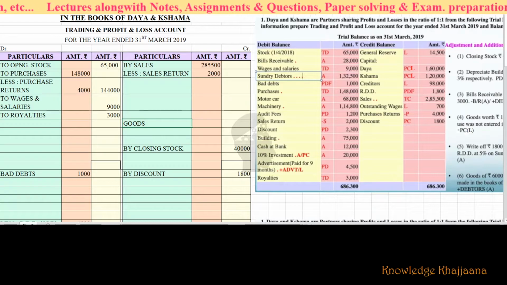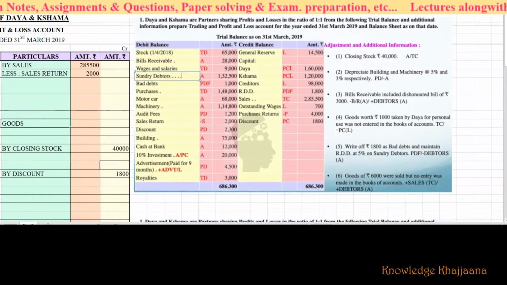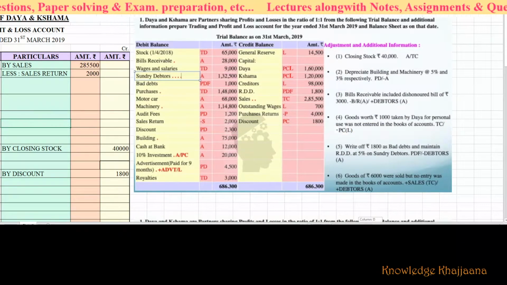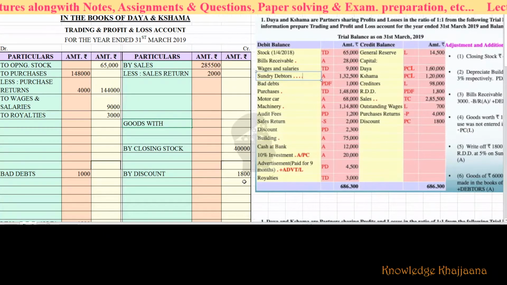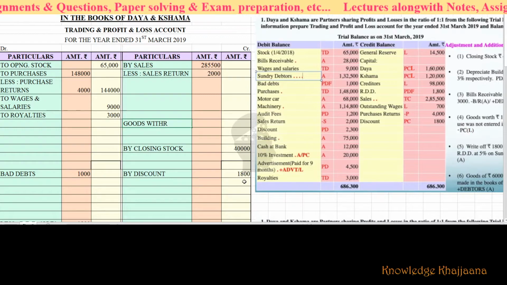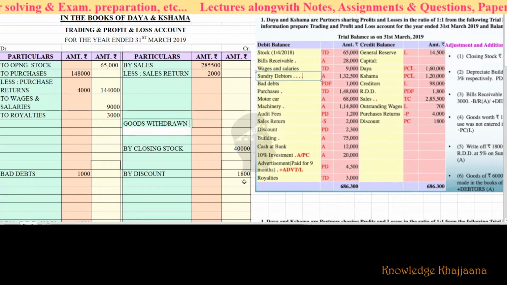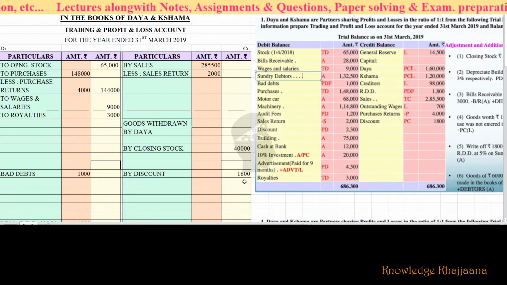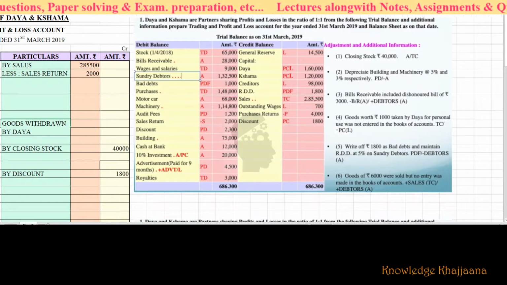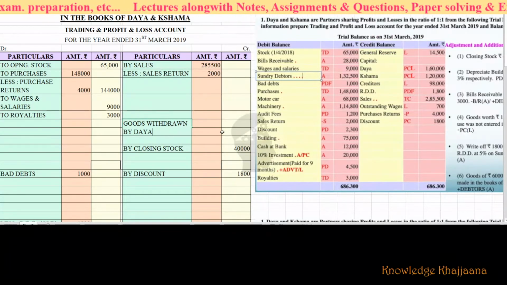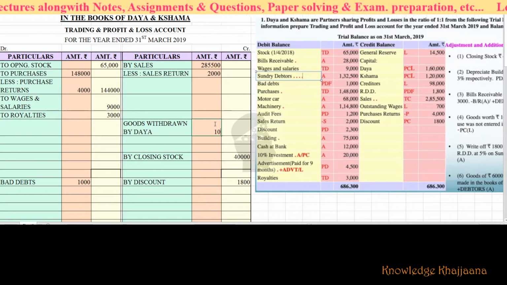What he has done with the goods taken by Daya for the personal use. Okay, so we can write goods withdrawn by Daya of rupees 1,000. Okay, goods withdrawn by Daya of rupees 1,000.